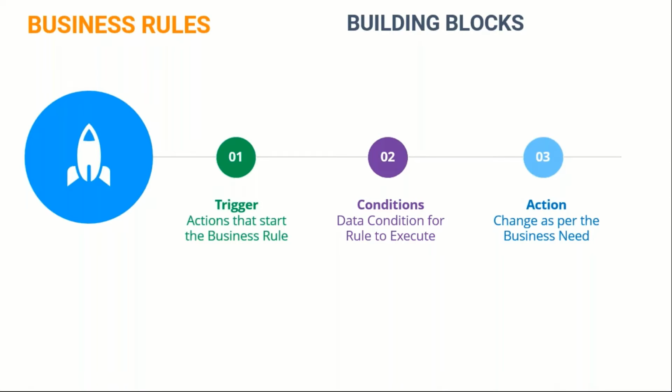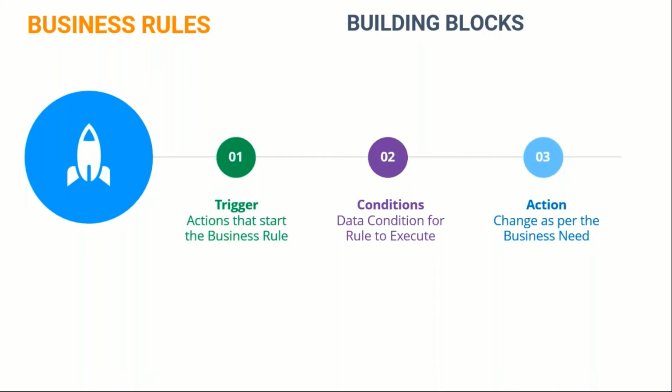Next one is the conditions. This is where you will define in what condition the business rule should get executed. So not just the action which is driving the when aspect of the business rule, but also the data condition. If it has been met as true, only then the business rule will actually get into the action aspect, which is of updating the card.